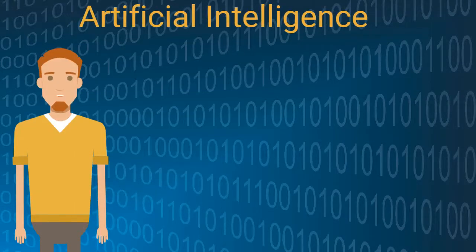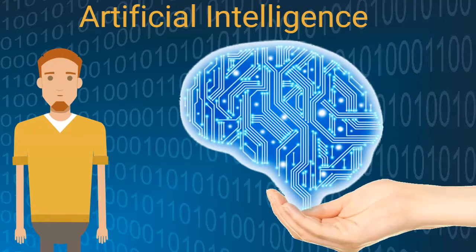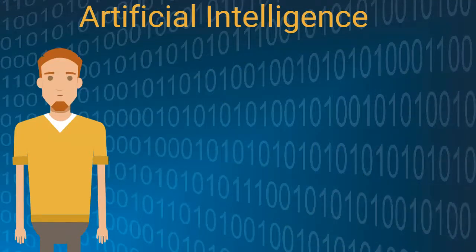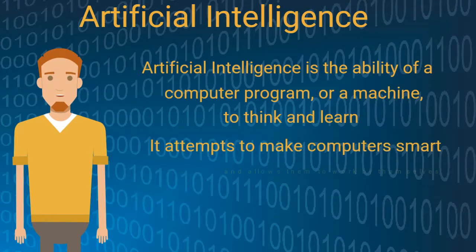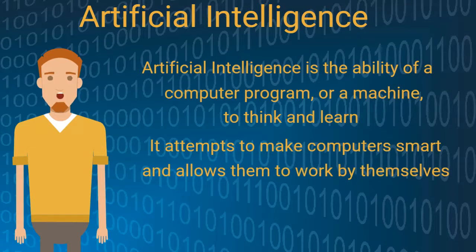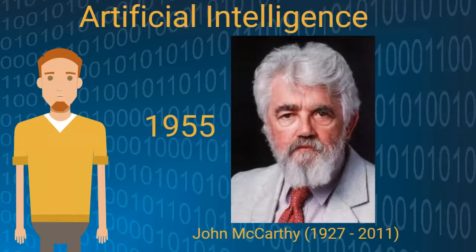Today we're going to talk about artificial intelligence. So what is AI? AI is the ability of a computer program or a machine to think and learn. It attempts to make computers smart and allows them to work by themselves. Artificial intelligence is a part of computer science, but spans a whole host of other disciplines. The term was first coined in 1955 by John McCarthy.